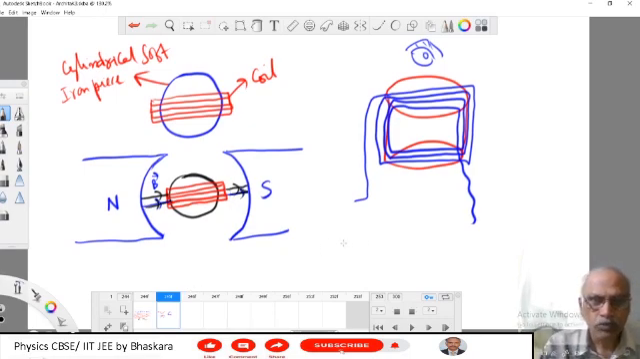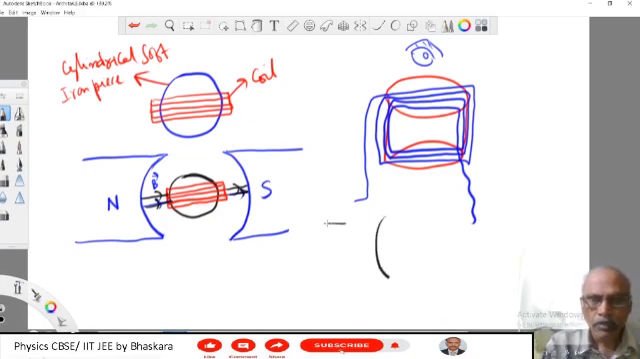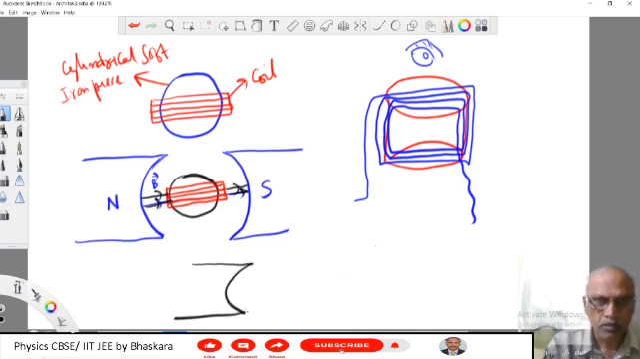Even if the coil rotates to some other position, for example, suppose the coil is rotated to this place. Suppose this is the north pole and this is the south pole.